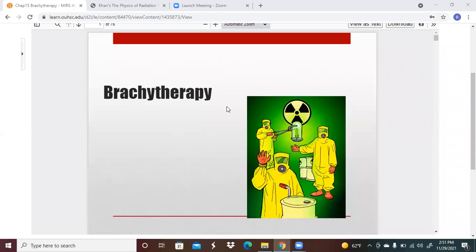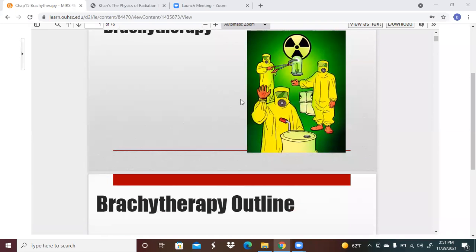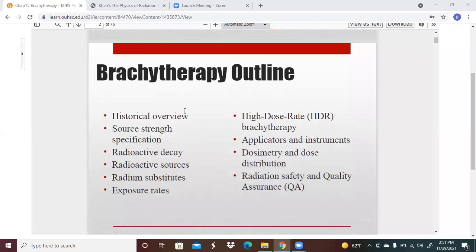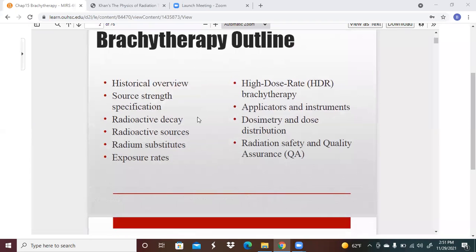This will be the lecture over chapter 15, and we will be just looking at brachytherapy and what are the advantages and disadvantages of brachytherapy. We'll be looking at several of these attributes as we go along.